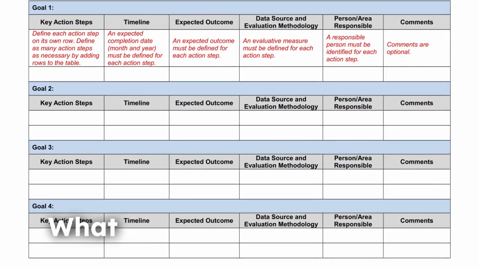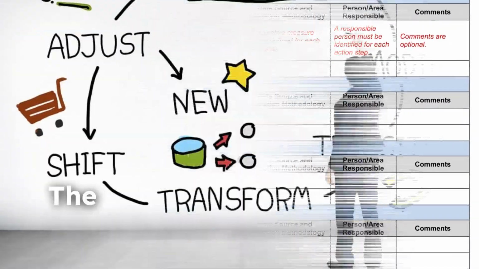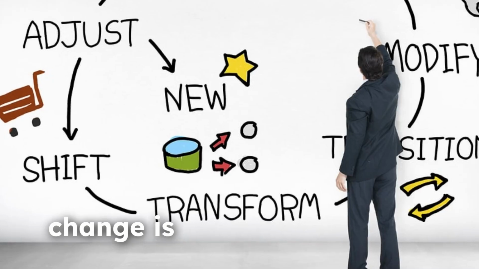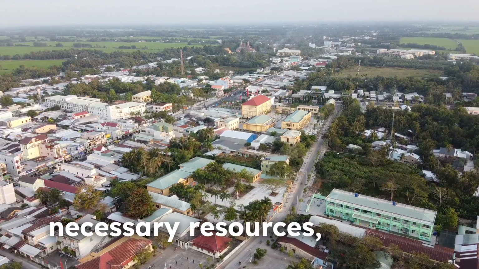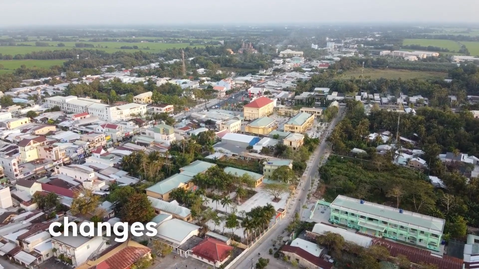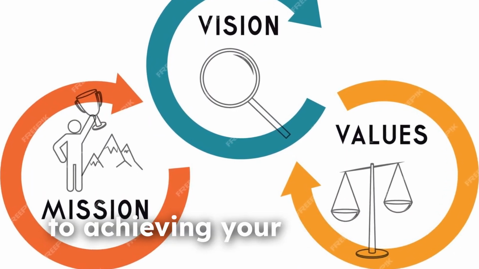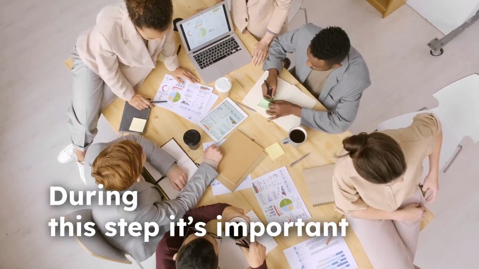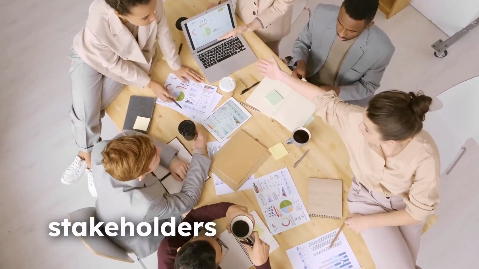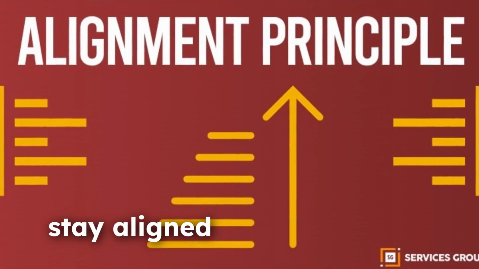Step 5. What is your action plan? The final element required for change is an action plan. Once you've acquired the necessary resources, you can begin implementing changes that get you closer to achieving your vision successfully and effectively. During this step, it's important to share progress with all stakeholders so that they all stay aligned throughout the process.